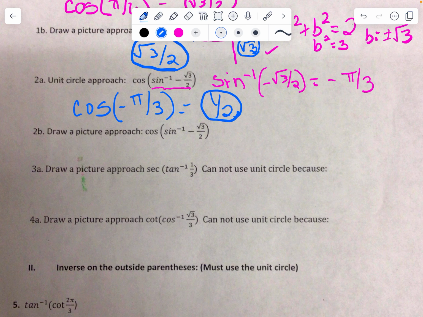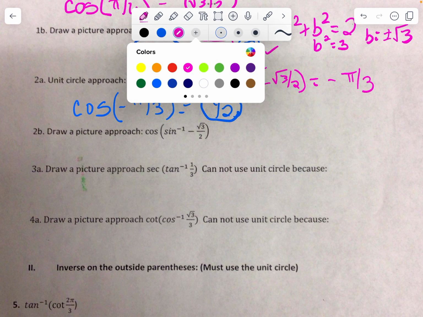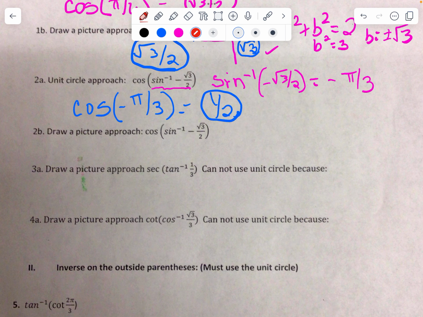If you wanted to draw a picture, we'll look at the next one. Draw a picture. Again, we're going to do the inner parentheses first. So I'm going to draw a picture of the triangle. Sine inverse is defined in quadrant 1 and quadrant 4. But since the sine is negative, we know it's got to be in quadrant 4. So we make our triangle in quadrant 4.